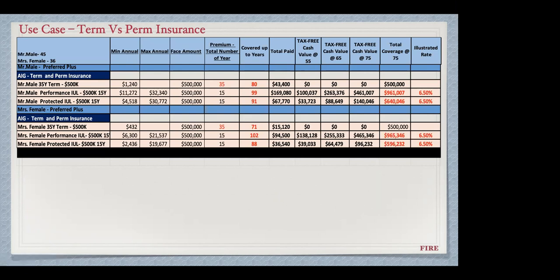Okay, 500 plus 100K, so around 600. If they are no more after 60 years or around 60 years, the beneficiary will be getting that sum, whatever the value is by that time, maybe 200K or whatever it is, plus 500K.